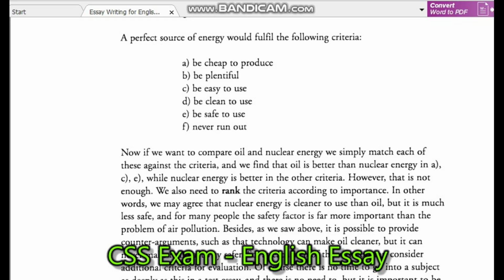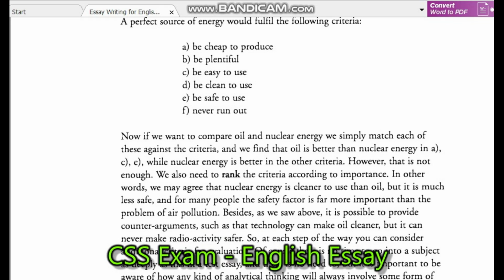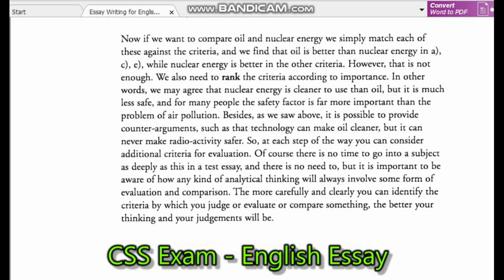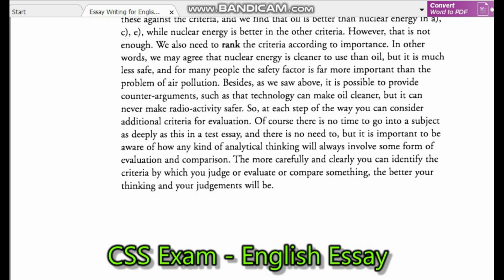as we saw above, it is possible to provide counter-arguments, such as that technology can make oil cleaner, but it can never make radioactivity safer. So, at each step of the way, you can consider additional criteria for evaluation.